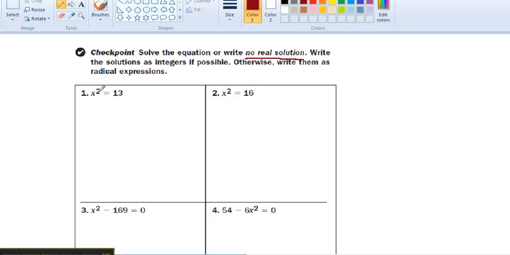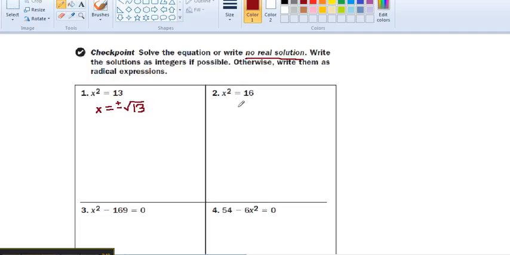Think about what number times itself is going to equal 13. Unfortunately, we don't really have anything perfect. So here's how we write this. We write x is square root of 13. But we don't want to forget that this could be positive or it could be negative. So we have two answers there. X is plus or minus square root of 13.